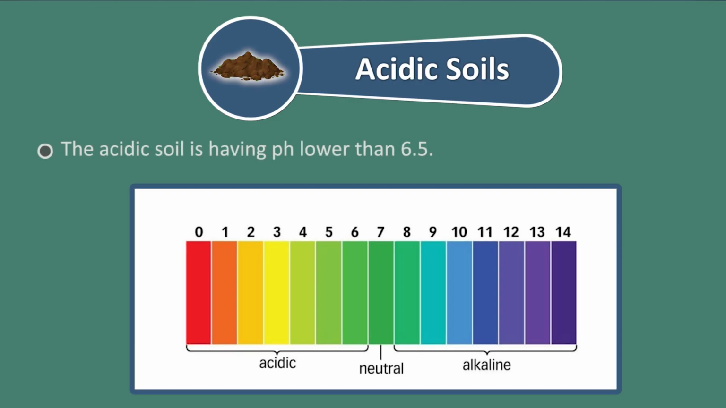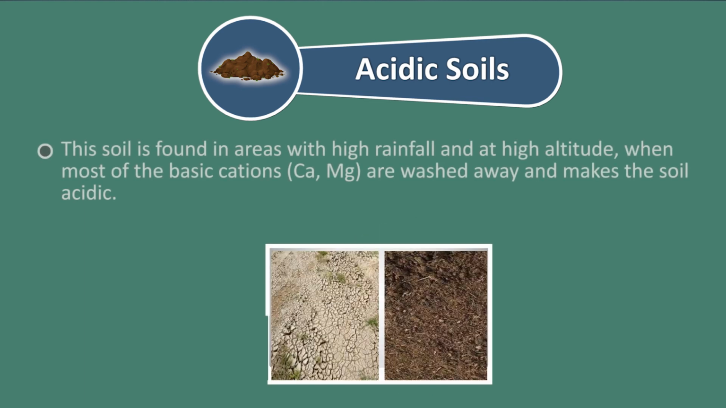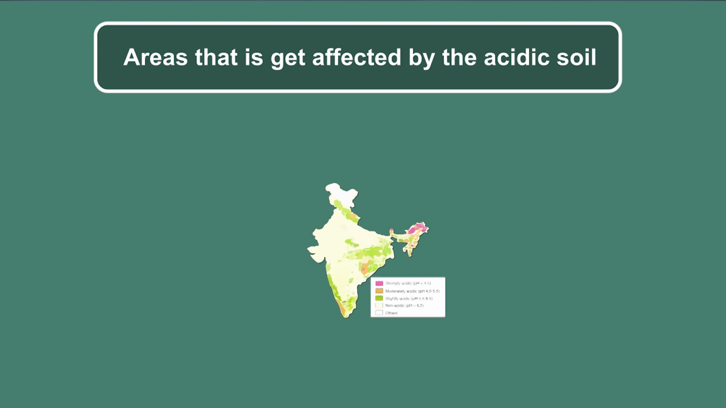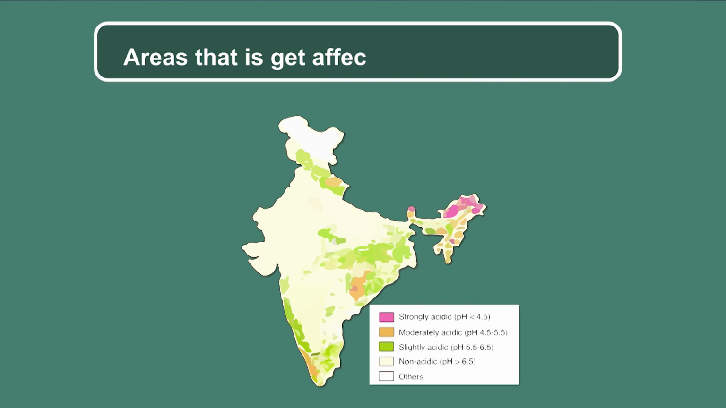Lastly, we have acidic soil. The acidic soil has pH lower than 6.5. These soils are generally rich in aluminium and iron oxide. Acidic soil is found in the areas with high rainfall and at high altitude, where most of the basic cations are washed away, thereby making the soil more acidic. Viewers, you can see in the map the areas which are affected by the acidic soil.